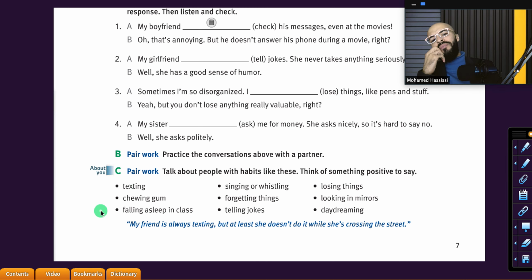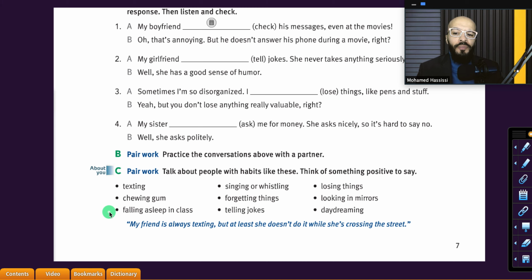Texting. My sister is 16 years old. She's always texting, you know, she's always on her phone texting her friends. So I use the first strategy. Always, she's always texting. But at least she doesn't text while driving, or at least she doesn't text in the classroom. Okay? So pause the video and use the same thing for chewing gum.